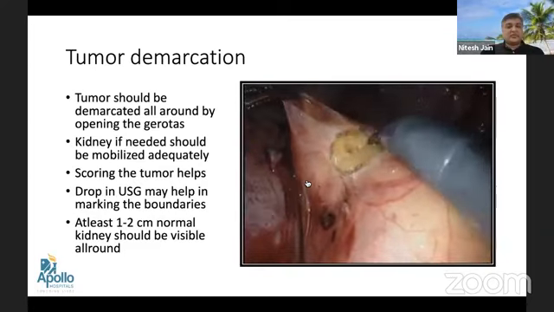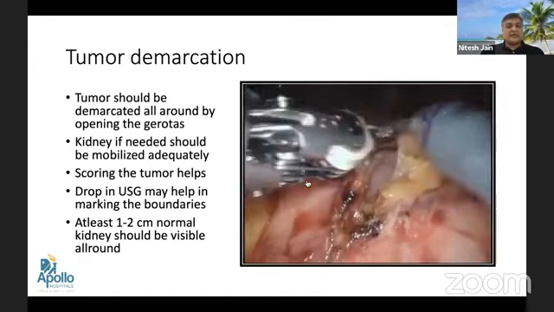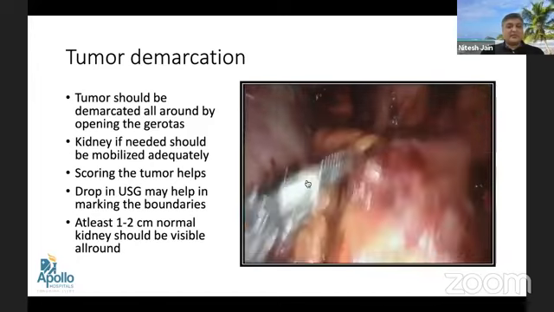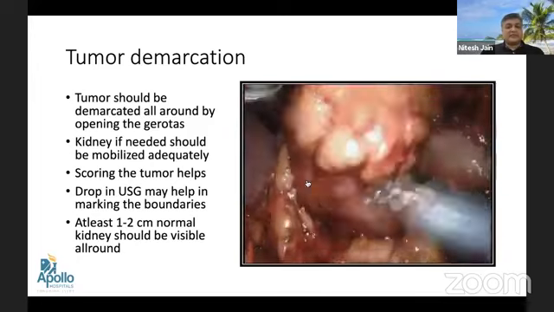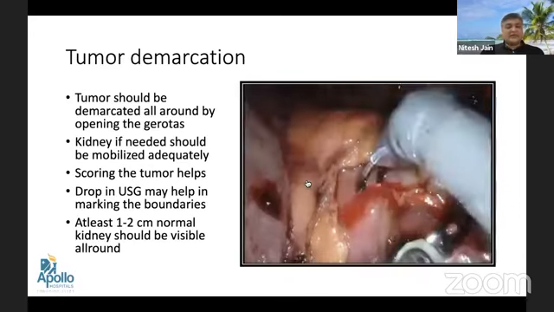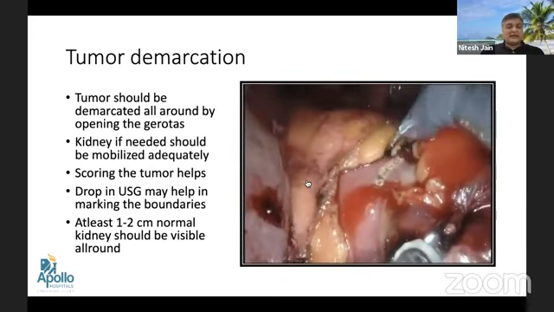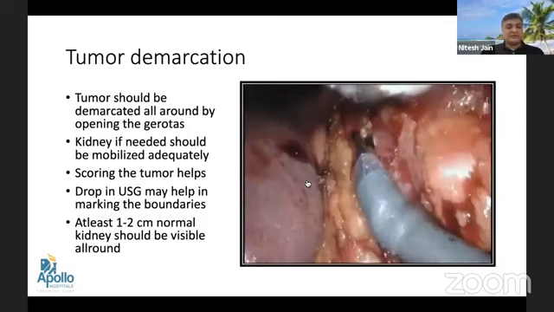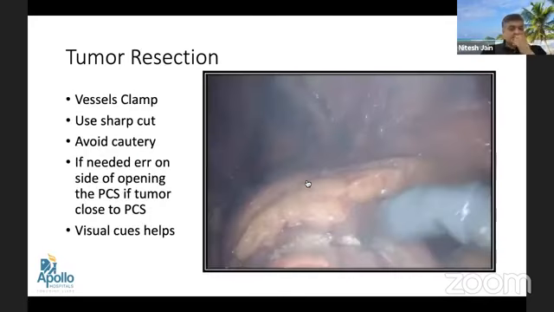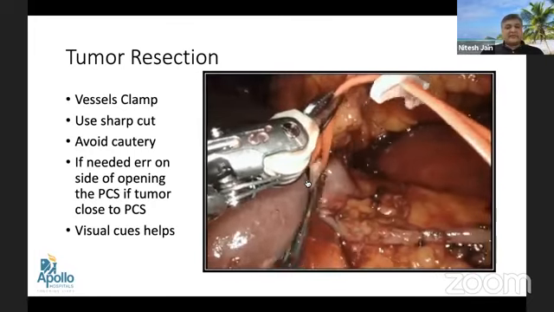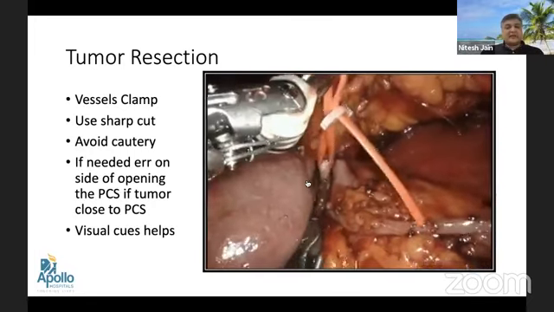The next step in case of partial nephrectomy is demarcation of the tumor. We need to open the Gerota's all around the tumor. A good chunk of normal functioning kidney should be seen all around to make our sutures effective. At no point of time should we reflect the capsule, because the capsule is the main thing which holds the stitches. Coming to the tumor resection, once we have clamped the vessel, here we are clamping only the artery, not the vein.